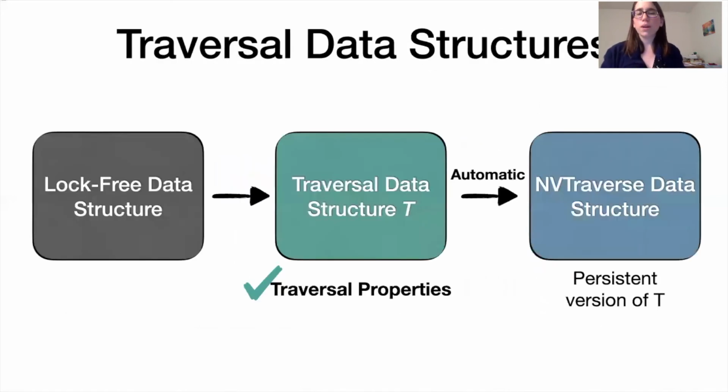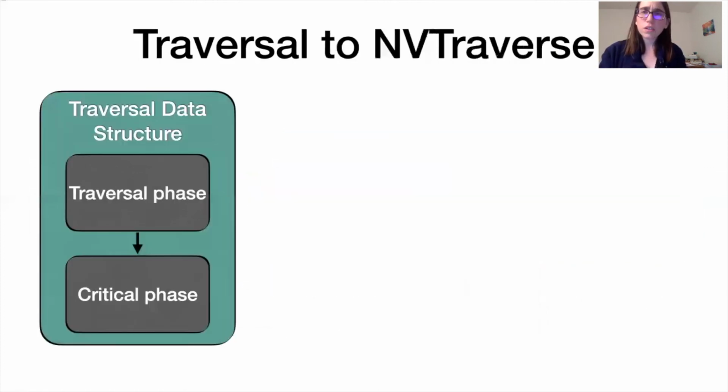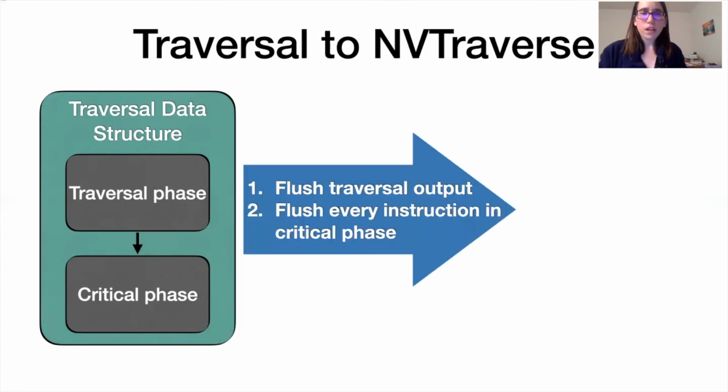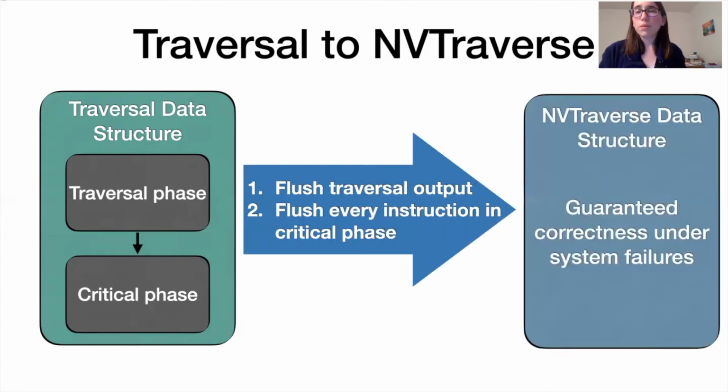So I told you about our traversal properties. In the paper, we also specify some properties that the critical phase has to satisfy, but I don't have time for that now. What I do want to say, though, is once you do have a traversal data structure, we have a very simple way of making it into an NVTraverse data structure that guarantees correctness under failures.